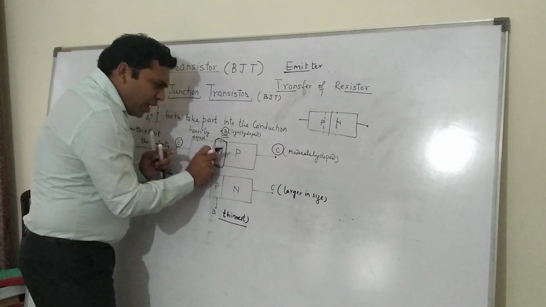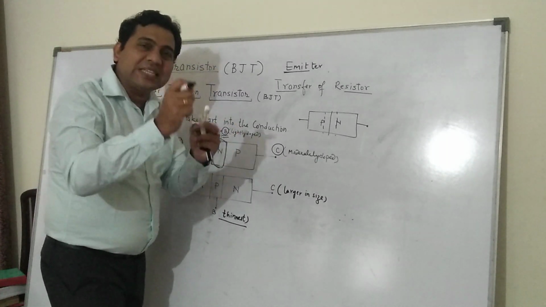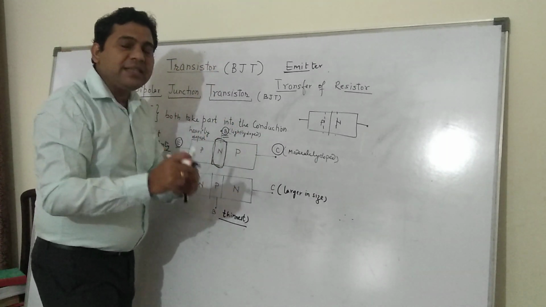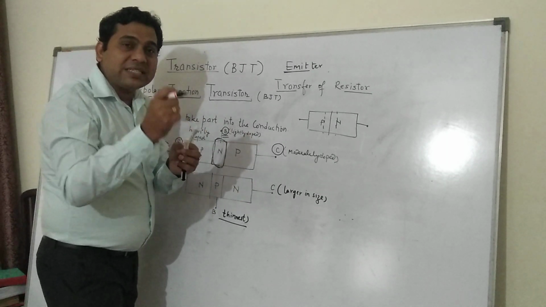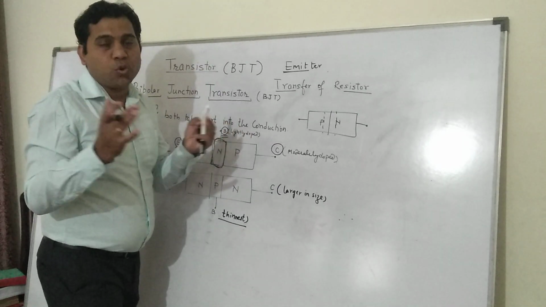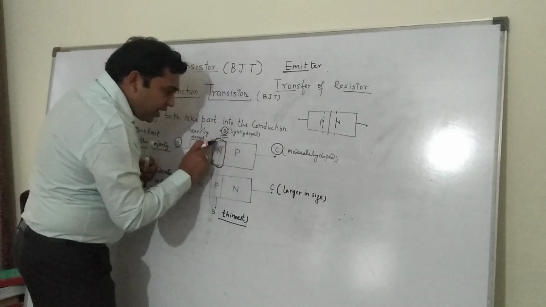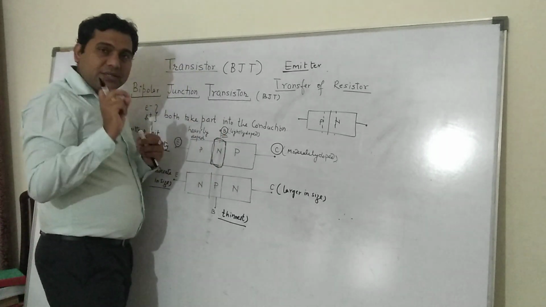If we do any manipulation, suppose it's lightly doped, suppose we wanted to keep it 10 to the power 16 for a certain device. If we are not able to keep it 10 to the power 16, let's say we make it 10 to the power 17, maybe the whole action of the transistor goes away. So this is very, very important. This block is very important. That's why we call it the base of the transistor.